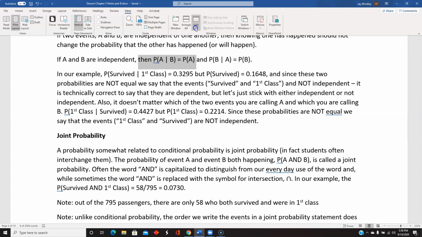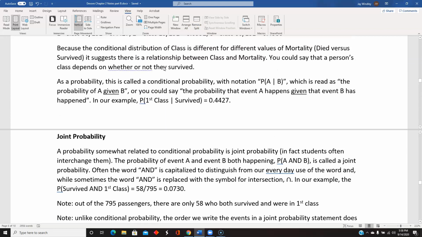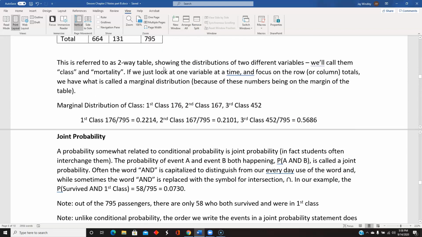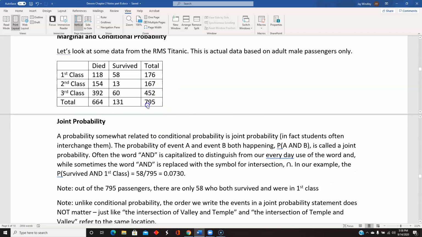Anyways, in our case, let me go back to my split window. If we look at the probability that someone survived and was in first class, well, out of 795 passengers, there's only 58 who both were survivors and in first class. So 58 out of 795 is about 7%.